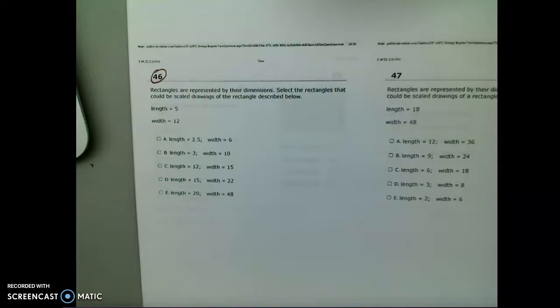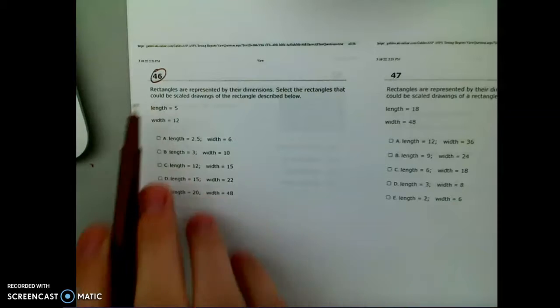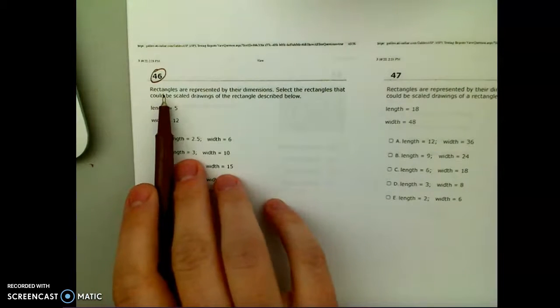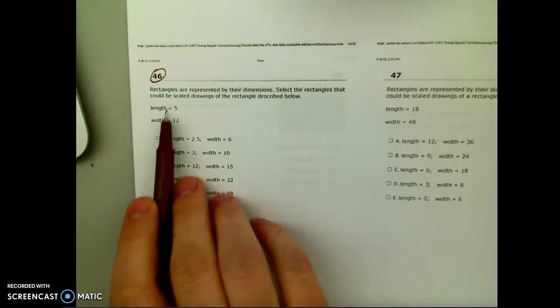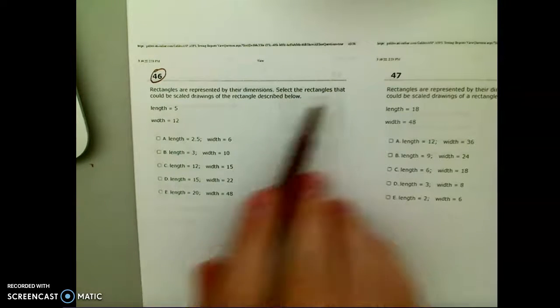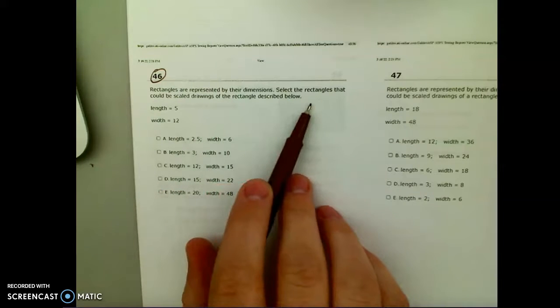Hey class, today we're going to be starting on number 46 and we're going to be studying scale drawings. So let's read number 46. Rectangles are represented by their dimensions, length and width. Select the rectangle that could be scaled drawings of the rectangle described below.